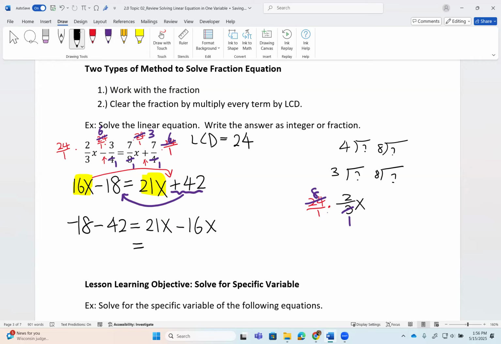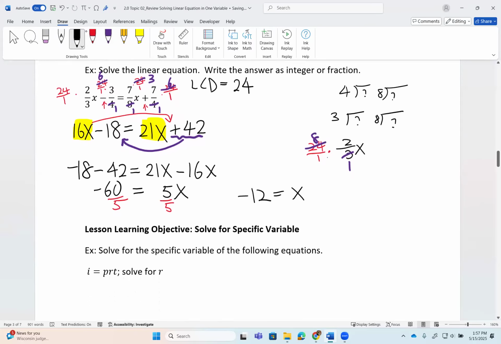Step number 5, combine like terms on each side. So that's going to give me 5x equal to negative 60. Negative 18 minus 42 is negative 60. Okay, no more like terms to combine. All the variable terms are by themselves on one side. So now I divide both sides by the coefficient. My answer, x equals negative 12. All right, there you go. So we will do this quite a bit throughout the semester, clear the fractions.